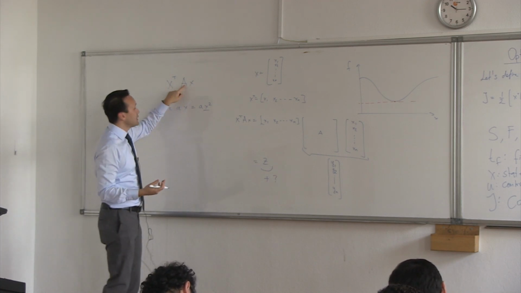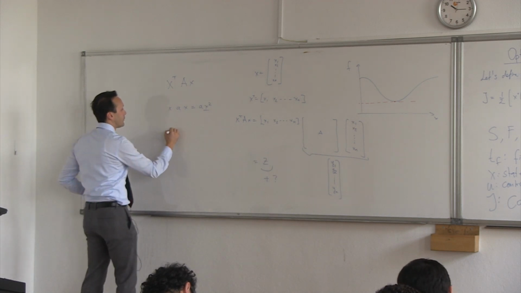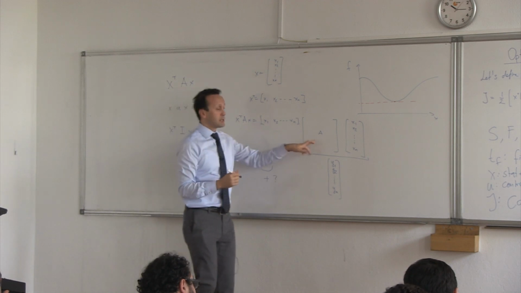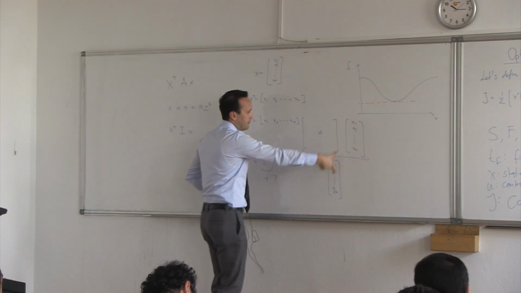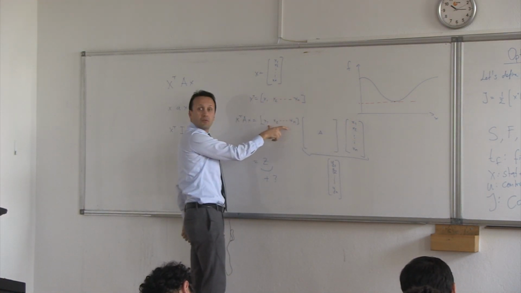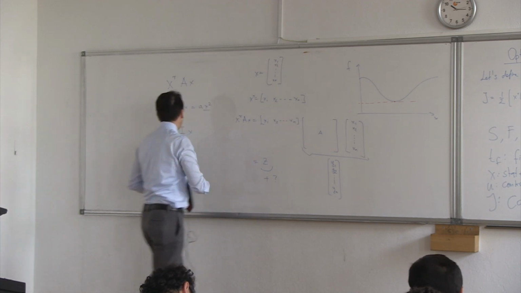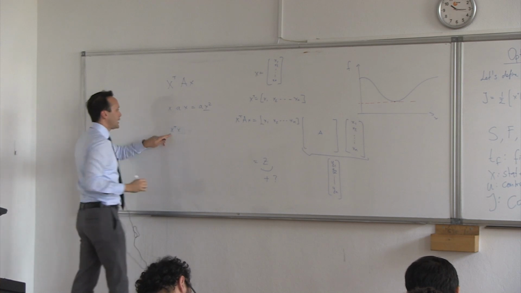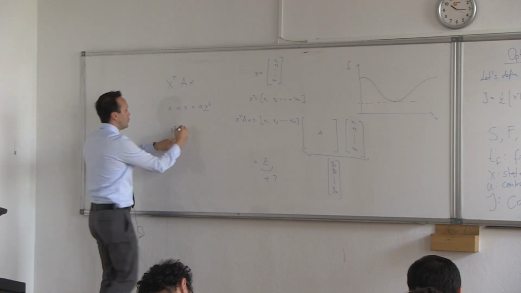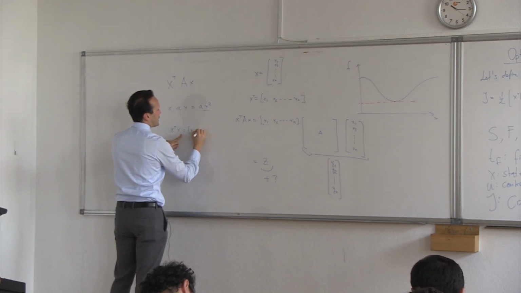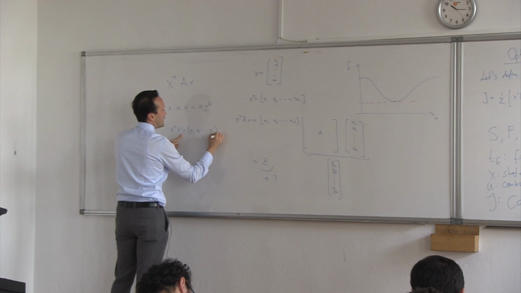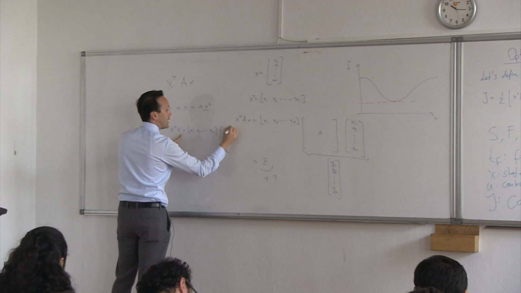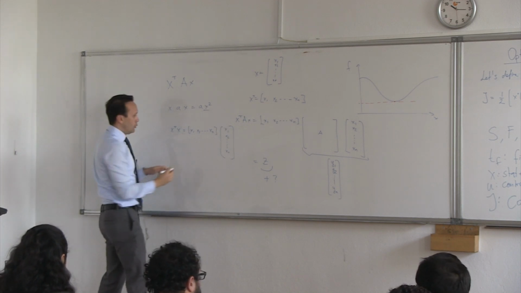In fact, if this was an identity times X, what would you have if this was identity? You would have X times X, right? Or let's do this, X transpose times X. What do you have? You have X1, X2, XN. You will have X1, X2, XN, right? Well, what would you have?